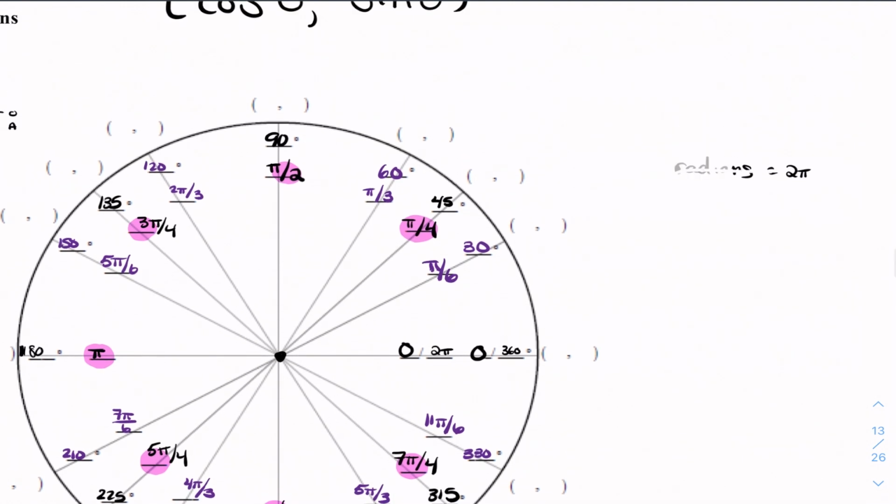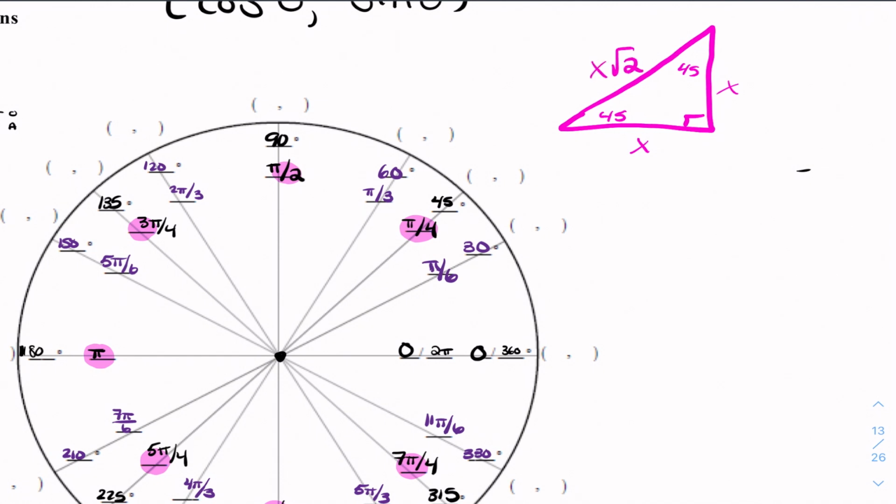Now, why are we focusing on these specific angles? Well, if you think back to geometry, we have two special right triangles that make our lives a lot easier. First one we have is a 45-45-90 degree triangle, where the legs are the same and the hypotenuse would be the side length times the square root of 2.